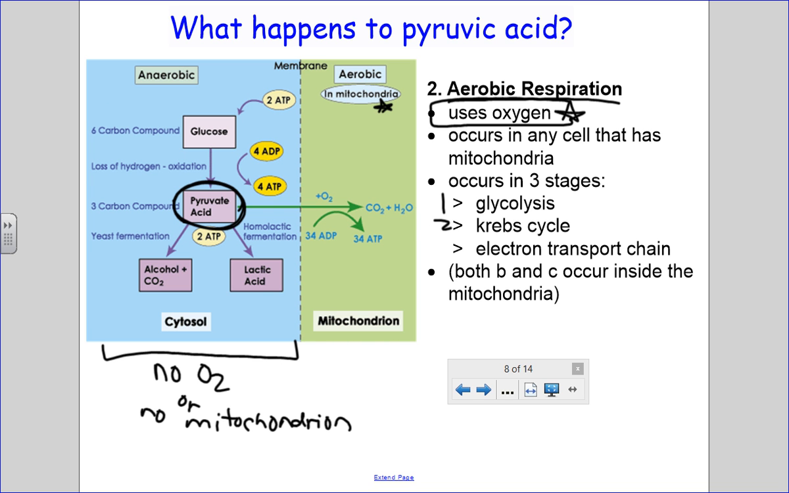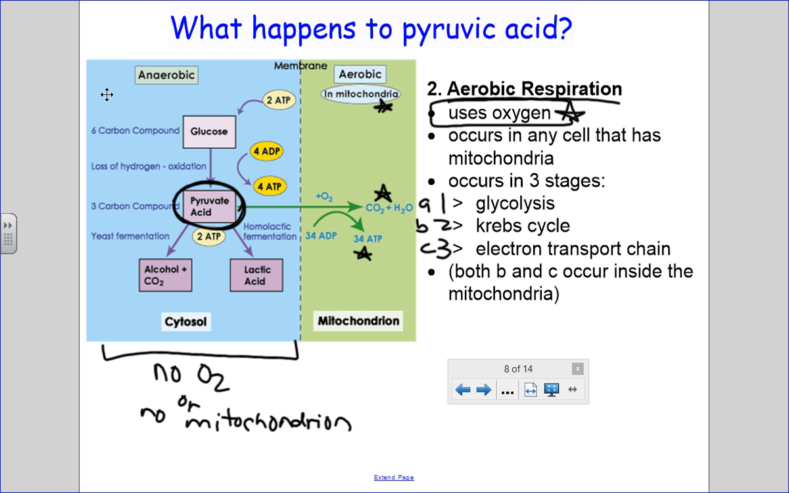Now these other 2 parts, I guess I'm calling them A, B, and C lower down. The other 2 parts happen in the mitochondrion. And this is the simplified answer to what do I get from the other 2 parts. I get 34 ATPs, and I get some CO2 and some water. Of course, I'm going to show you exactly how that happens. But aerobic respiration is what happens if I have oxygen and I have a mitochondrion.